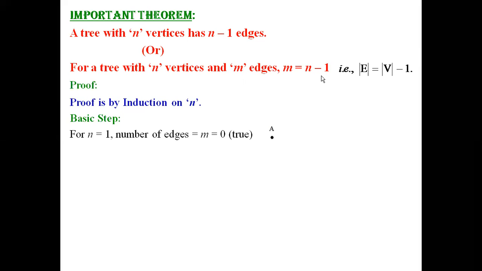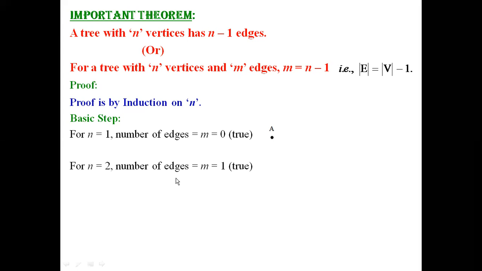It is a true statement because when I consider one vertex, there are no edges in it. So this becomes an isolated vertex. There cannot be any edges considered. It does not form a loop. If it forms a loop, it is not a tree. It is just a graph.